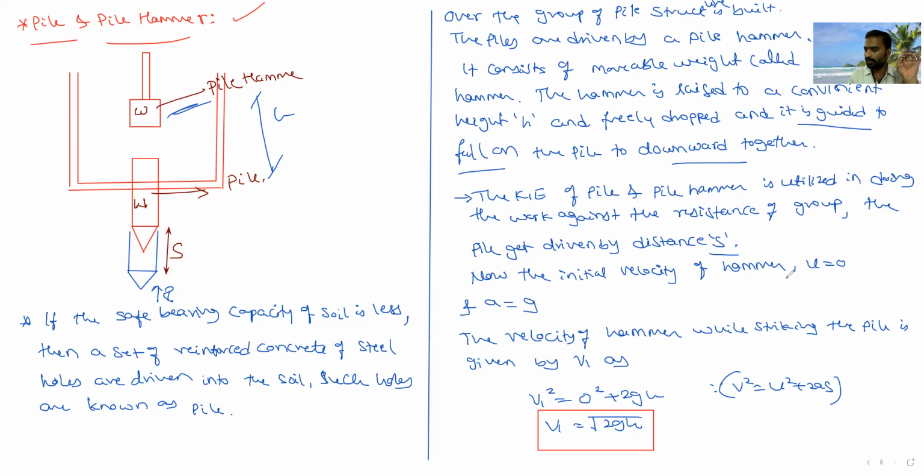Now the initial height of the hammer is 0, the initial velocity is 0, and the acceleration is g. So you will get velocity equal to root 2gh. After this, after striking, what will it become? Have you written this? This is before striking. What is the velocity? Root 2gh.